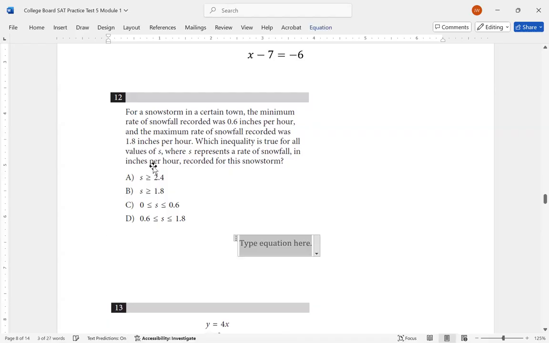So what we're doing is giving bounds for S. 0.6 is the minimum value, so S has to be above that, but it also has to be below the 1.8. And therefore, D is the answer to question number 12. S is between 0.6 and 1.8. S is bigger than or equal to 0.6, but less than or equal to 1.8.